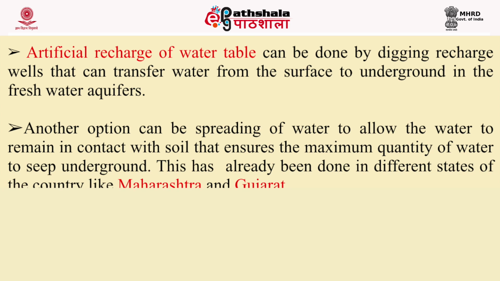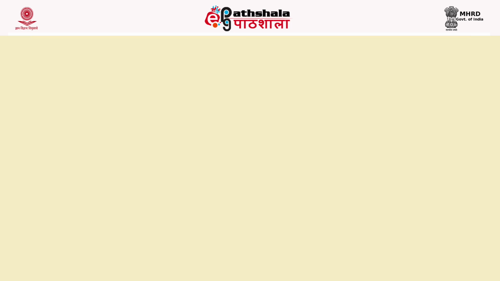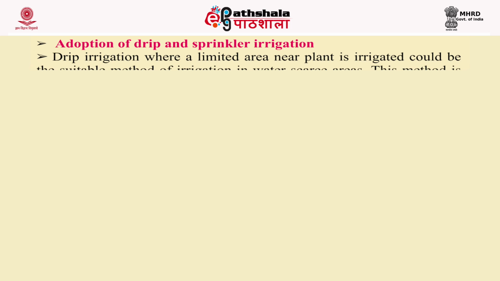Another option can be spreading of water to allow the water to remain in contact with soil that ensures the maximum quantity of water to seep underground. This has already been done in different states of the country like in Maharashtra and in Gujarat. Another option is adoption of drip and sprinkler irrigation system.